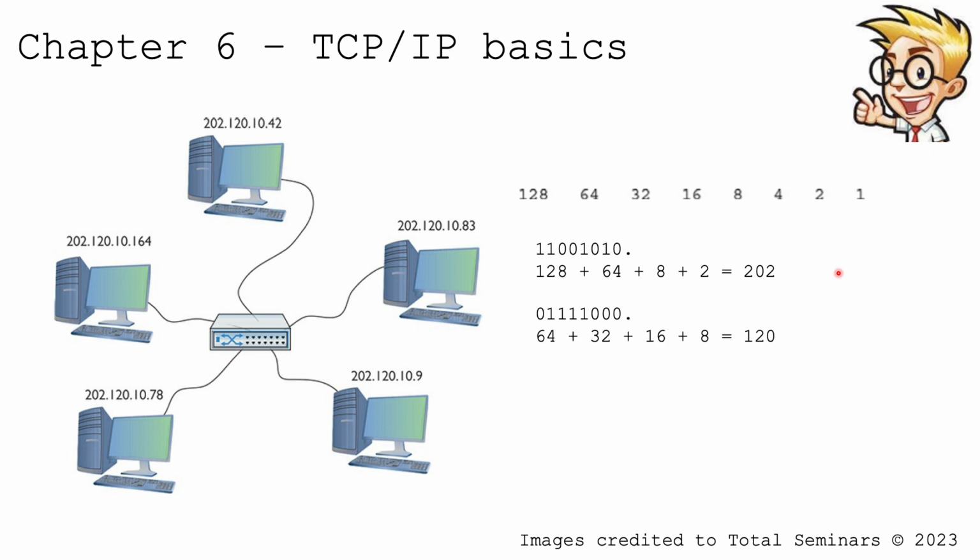Okay, so if I have 64 followed by 32, 16, and 8, that comes out to 120. So a little bit of division, a little bit of addition, but that's it. Don't get too overwhelmed with this. You don't need to know too much math. It's not too crazy.